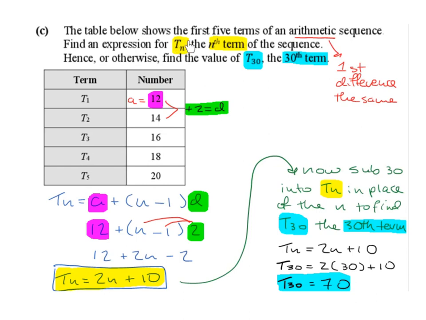So we found Tn, the nth term. Now we need to find T30, the 30th term. So now sub 30 into Tn in place of the n to find T30, the 30th term. So Tn we worked out to be 2n plus 10. We swap the n for 30 with brackets around it. And 2 times 30 plus 10 is 70. So term 30, the 30th term, is 70.